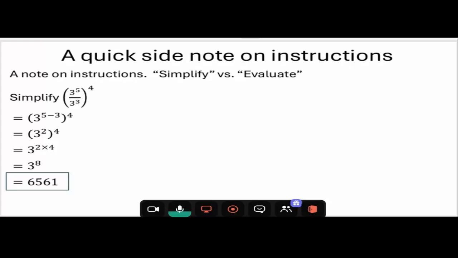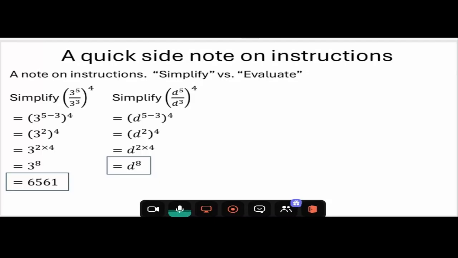Now, if you're thinking, how could you not evaluate? Let's take a look at the same exact question, but instead of a 3, there's a d. You can get all the way down to d to the 8th by following the exact same steps, but you don't know what d is, so you can't evaluate. So that's why it said simplify. They could not have said evaluate on this question, right? Because you can't evaluate because you don't know what d is. So again, you notice this is the exact same question, exact same instruction. You get as far as you can, and then if you can also get a number answer, then you do. If you can't, then of course you can't.